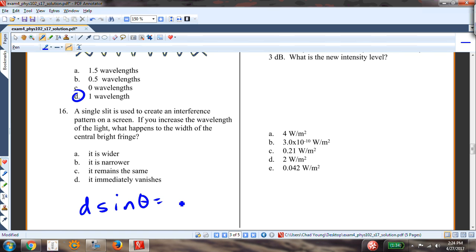Well, d sine theta equals m lambda. If I increase the wavelength, this increases the angle theta. So if I increase the wavelength, it'll get wider. We've had a similar question to that.